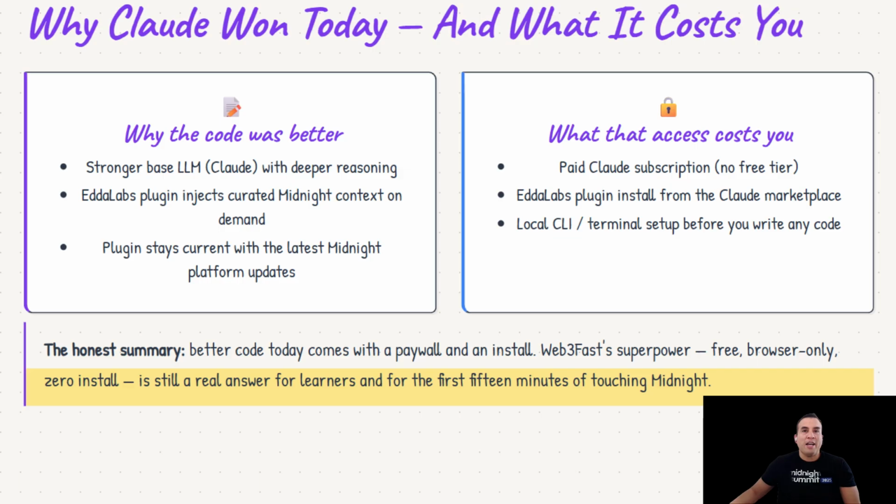Web3 Fast's answer is still valid. 0 install. Browser only. No account required. For a learner opening Midnight for the first time, Web3 Fast is the right door. For shipping production DApps, you want the paywall route. Let's head to section 5 and turn that into a pick your path decision.